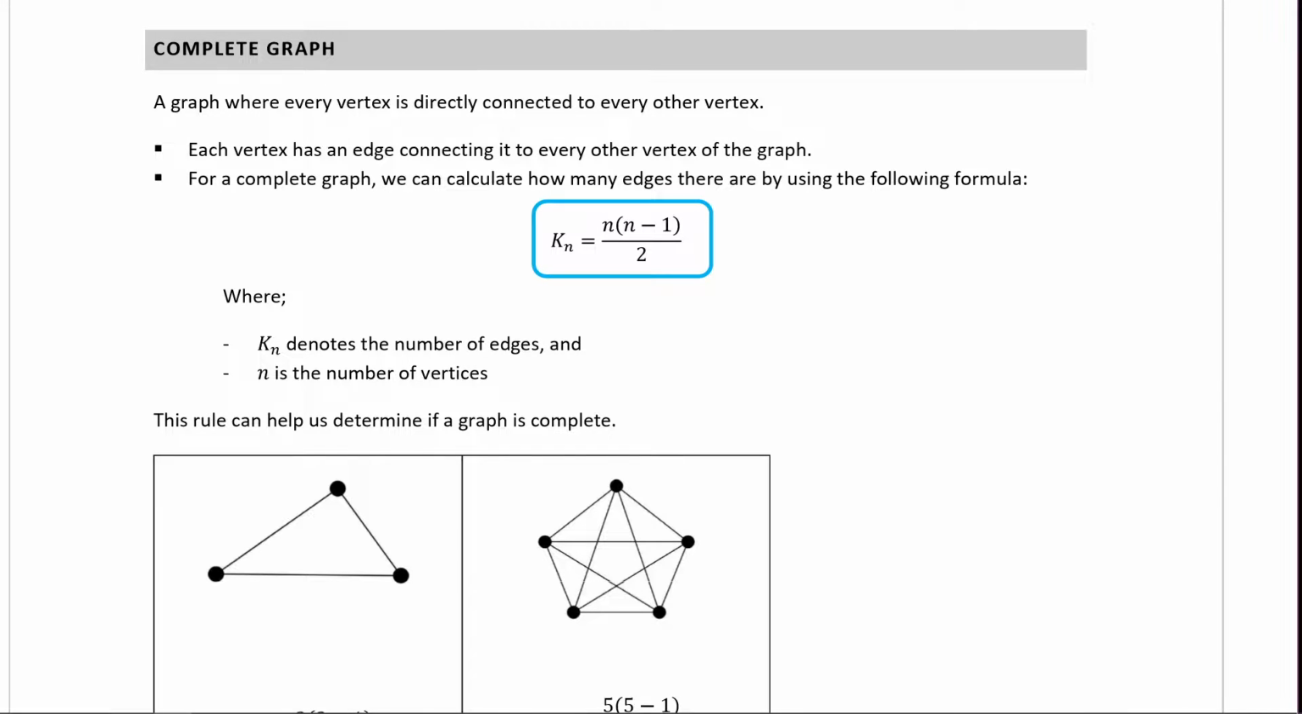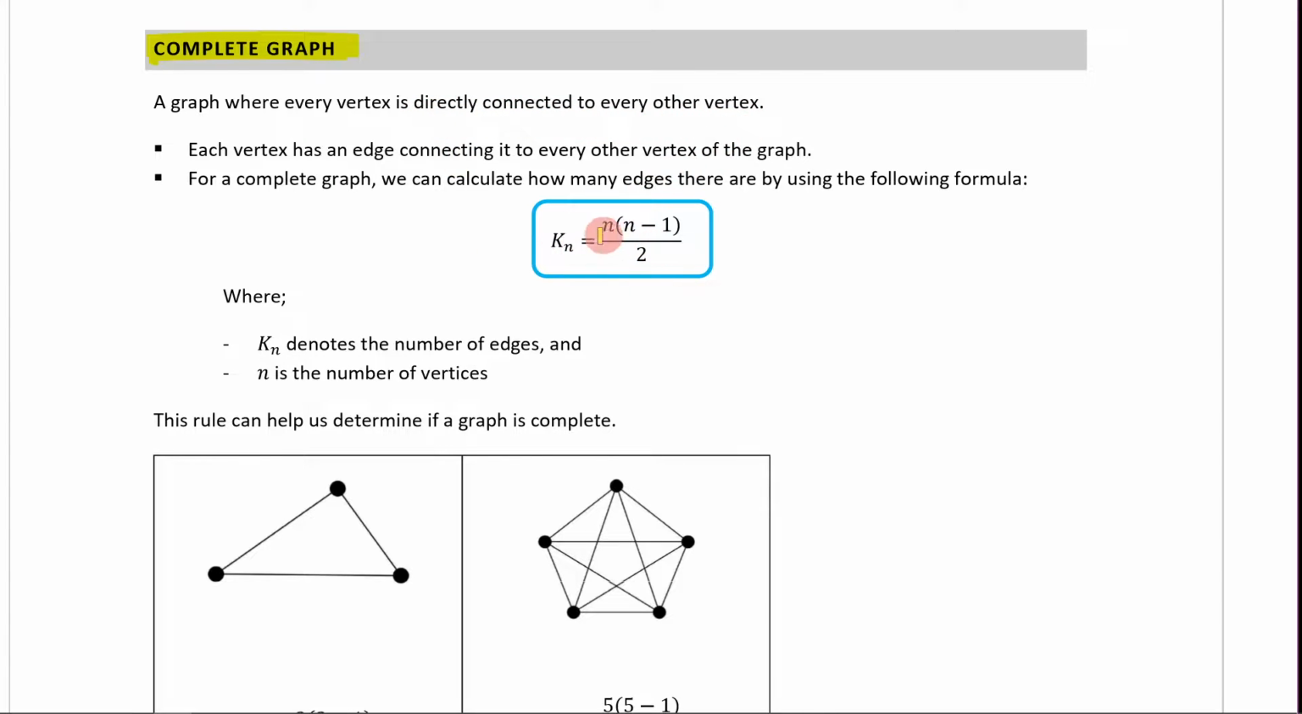We are now going to talk about a complete graph. So a graph where every vertex is directly connected to every other vertex. Each vertex has an edge connecting it to every other vertex of the graph. For a complete graph, we can calculate how many edges there are by using the following formula. So this is the formula that will tell us the amount of edges for any complete graph. And remember, a complete graph is when every vertex is directly connected to every other vertex.